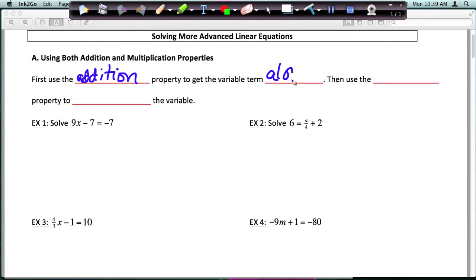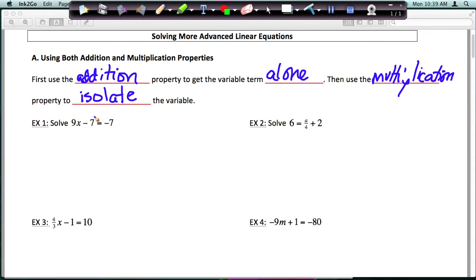Once you've done that, then use the multiplication property to isolate the variable. That means to be able to solve for the variable, have it by itself. So let's use these two properties to solve 9x minus 7 equals negative 7. Before we had either the addition or multiplication property, but now we have both.